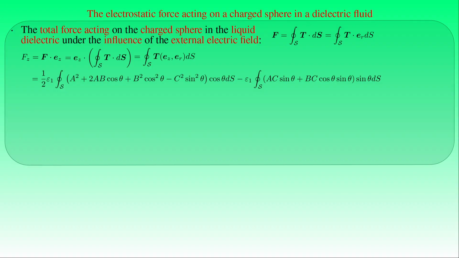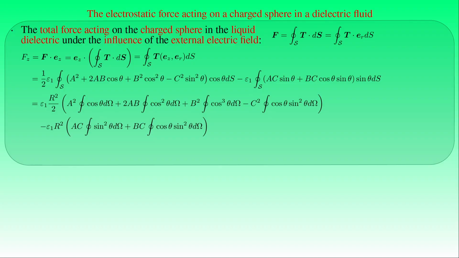Similarly, the second term is given by negative epsilon 1 times the surface integral of the terms in the parentheses times sine theta, where we have a times c times sine theta, plus b times cosine theta times sine theta in the parentheses. Then we transform the surface integrals over the boundary surface S of the sphere of radius R into the integrals over the full solid angle by substituting the surface element ds with r squared times the infinitesimal solid angle d omega.